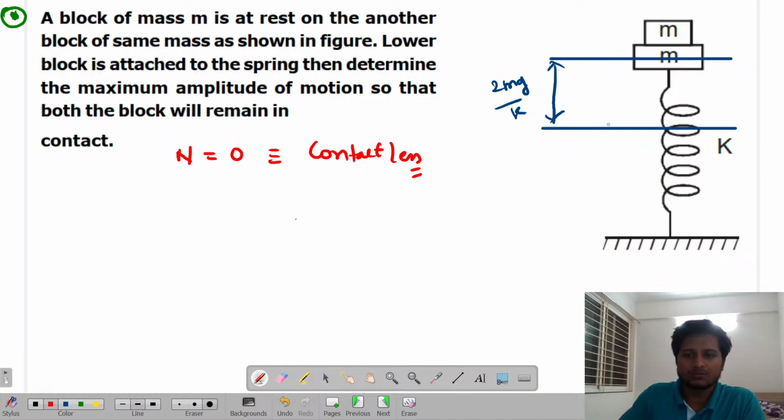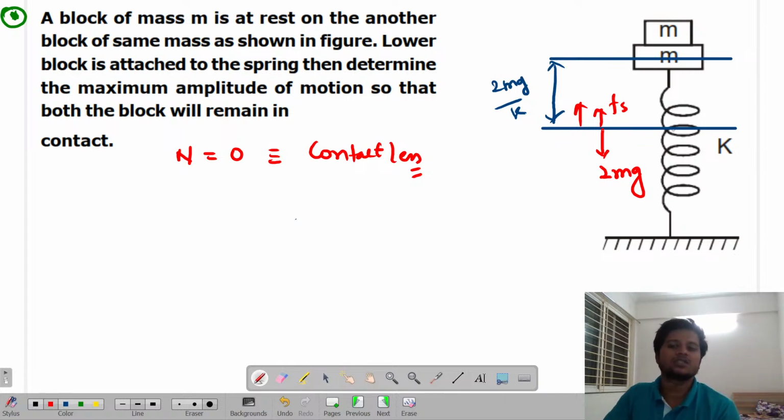If this mass comes over here, the downward force is 2 mg, upward is some kind of spring force. If this is a spring force, they are going to balance each other. Now during the upward motion, what will happen? The 2 mg will start dominating and spring force will keep decreasing and decreasing. Yes.